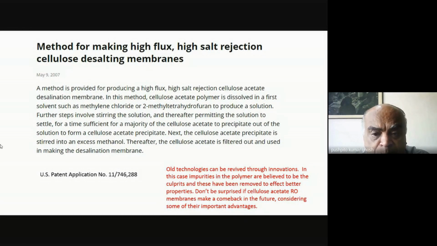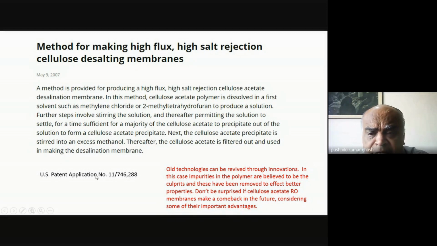For example, this particular patent talks about something extremely interesting. What they found is that it wasn't the cellulose acetate as such which was so serious a problem, but there were certain impurities present in the cellulose acetate membrane, and they were actually causing the larger deterioration in the performance of the membrane. So this particular patent teaches how to remove those impurities, and they're able to get a better result.